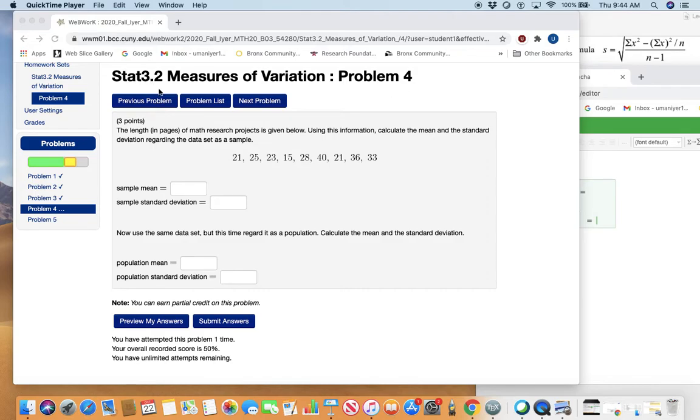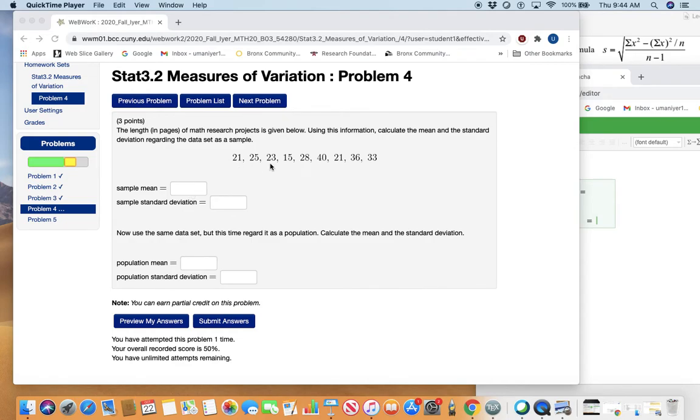Problem 4, Stat3 2. The length in pages of math research projects is given below. Use this information. Calculate the mean and standard deviation. So this is for sample mean and standard deviation and population mean and standard deviation for the same data. The mean formula for both sample and population is the same. All we do is add them all up, divide by the total number of numbers you have.